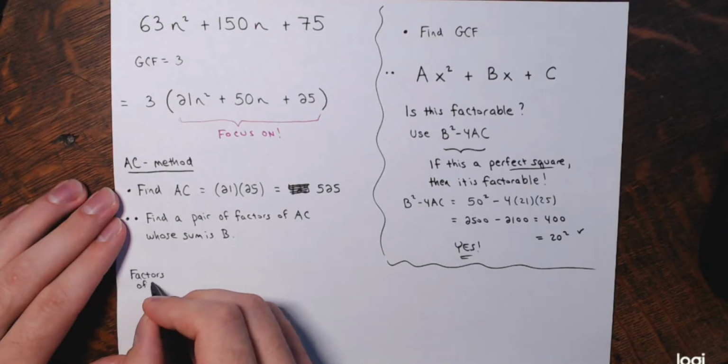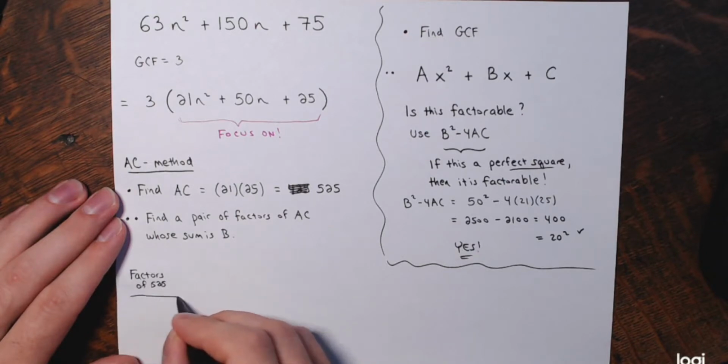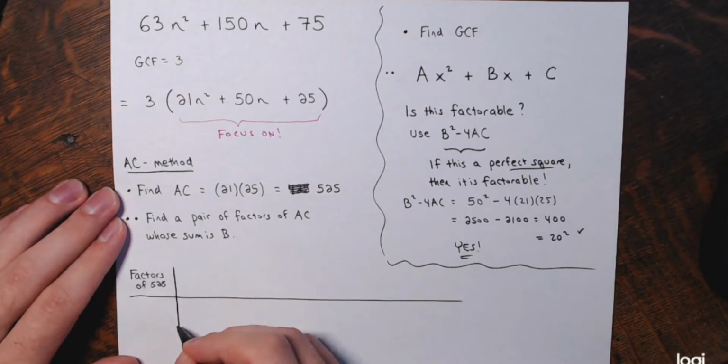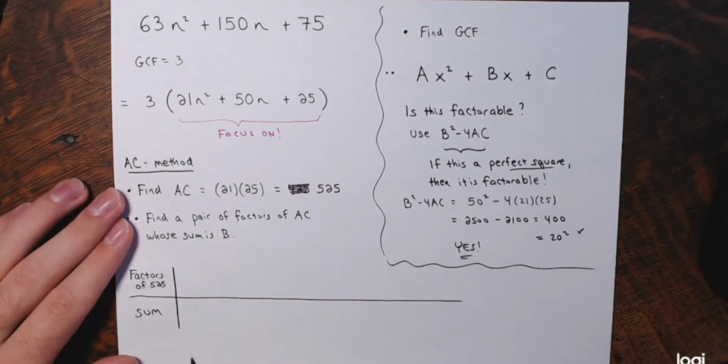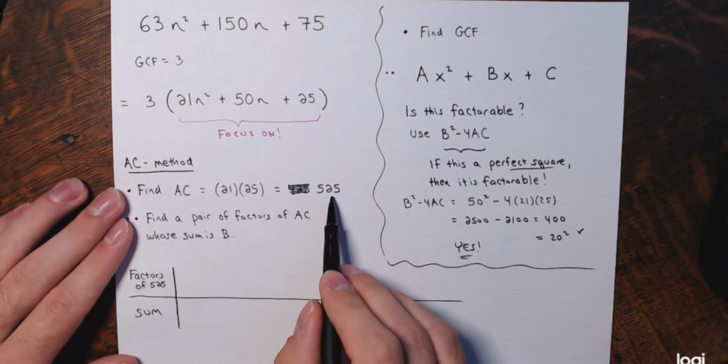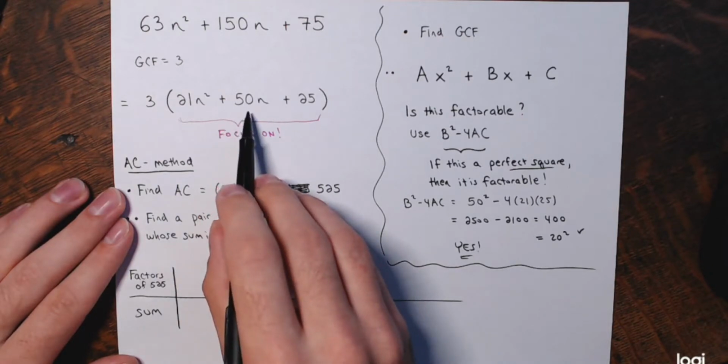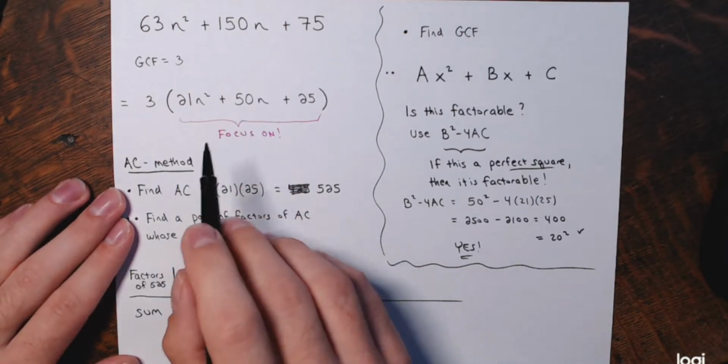Factors of 525 and then their sum. Now, to make positive 525, I need both numbers to be positive or both numbers to be negative, right? Because negative times negative is positive. But I want the sum to be positive, so both numbers need to be positive.